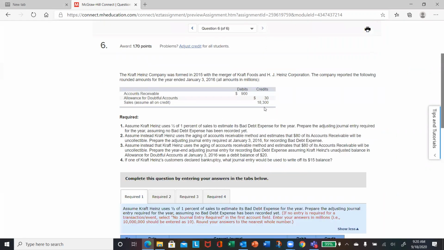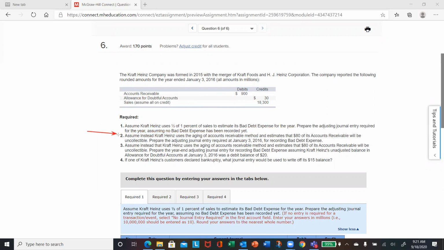And then one more, let's check out problem number 6. It says that we have the following happen here. Notice that they've got accounts receivable, they have an allowance, and they have sales. So they're giving you this information as debits, you got the credit balances. And then on the first part, this one says assume that they have 1/2 of 1% of sales to estimate bad debts expense. That's the credit sales method. They want you to do the adjusting journal entry.